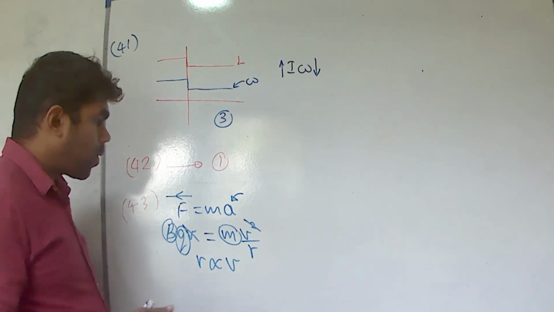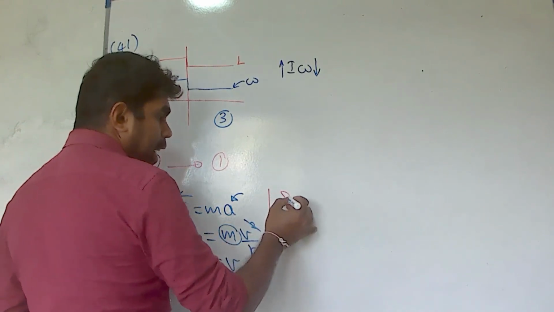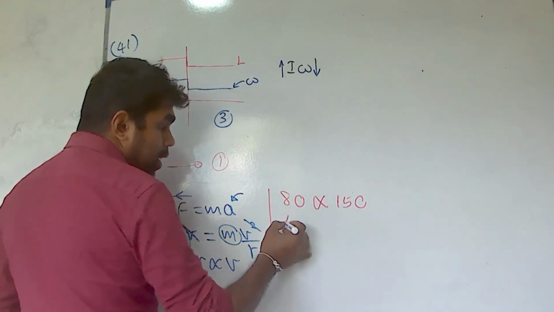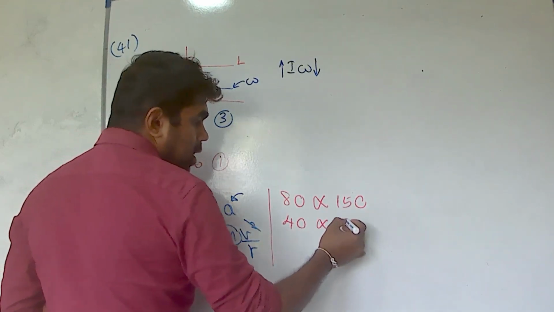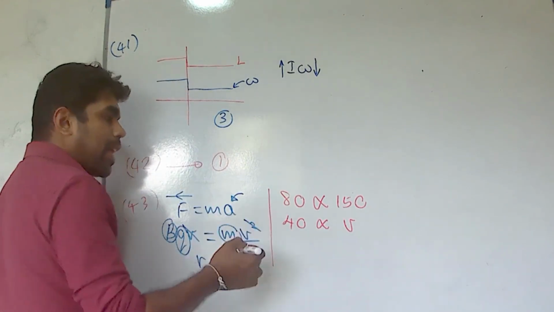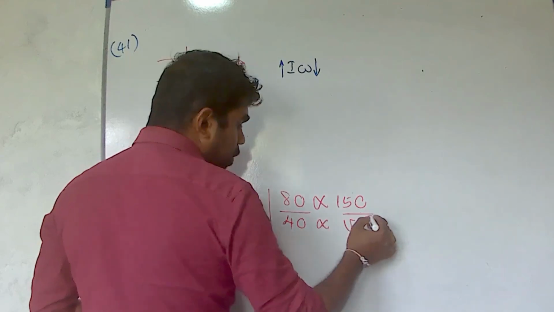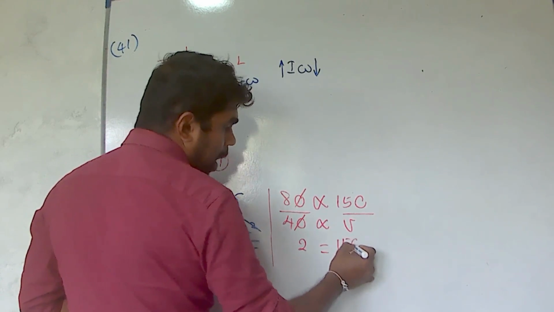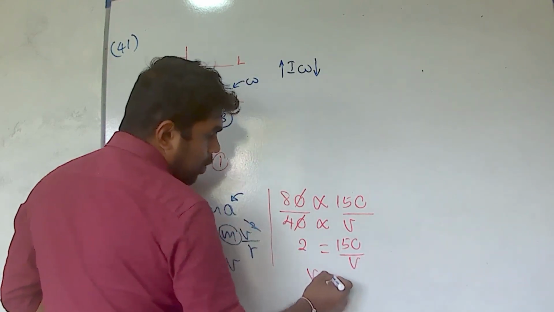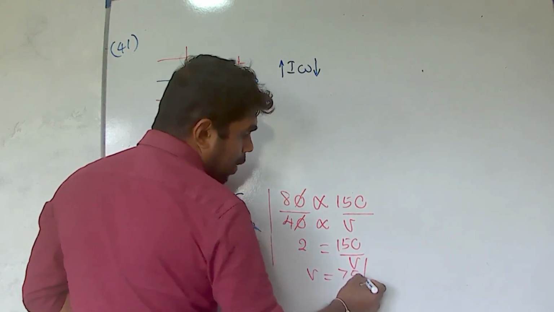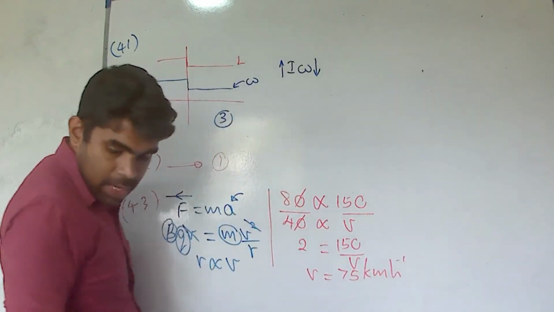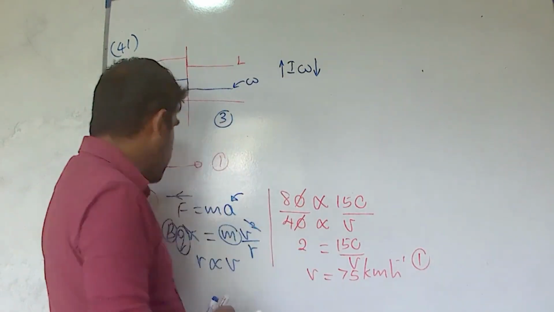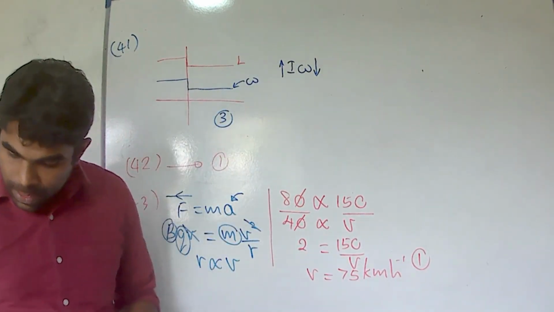Then we can write 80 kilometers directly proportional to 150. We have to find velocity at 40 kilometers radius. I will consider it as V. Now we can divide two equations. Then 2 equals 150 divided by V. We can get V value is 150 divided by 2, 75 kilometers per hour. 75 kilometers per hour is the first answer. Then we can get the first one is the correct answer for question number 43.